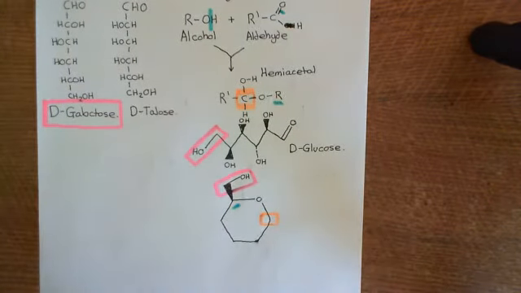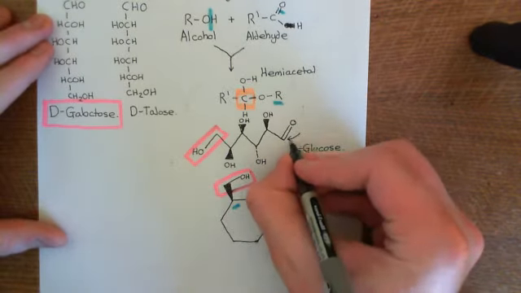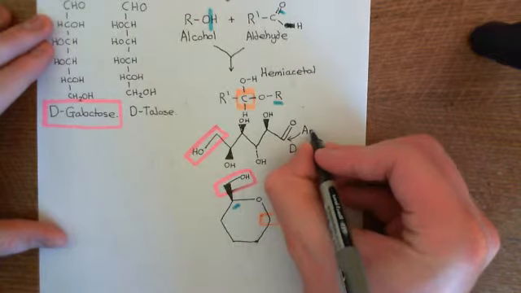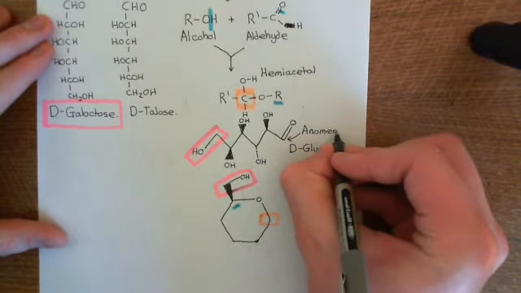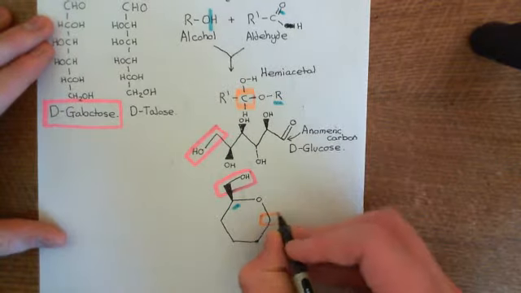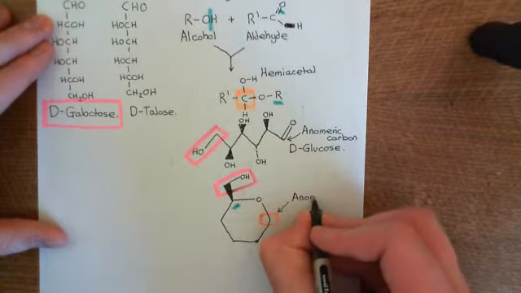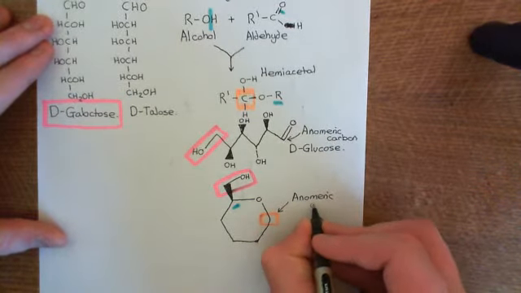And by the way, the carbon of the aldehyde, okay, here, this has a special name. This is known as the anomeric carbon. Okay, so this orange carbon that I've just highlighted, this is then called the anomeric carbon. Okay, so this is the anomeric carbon.